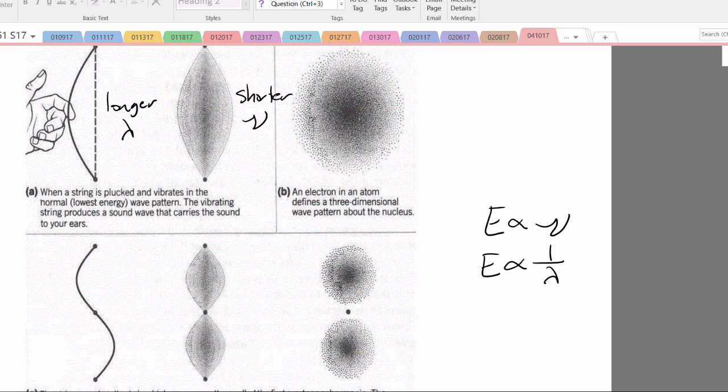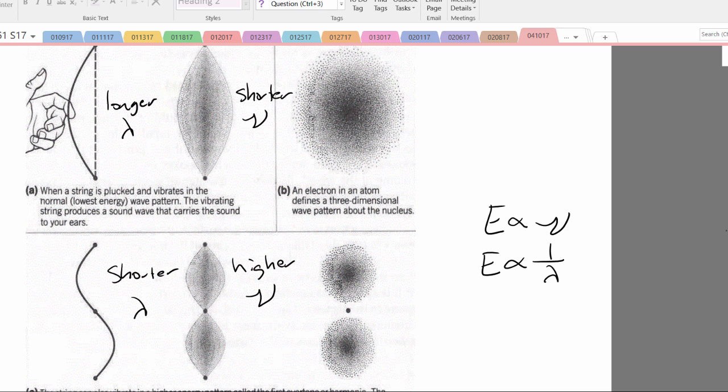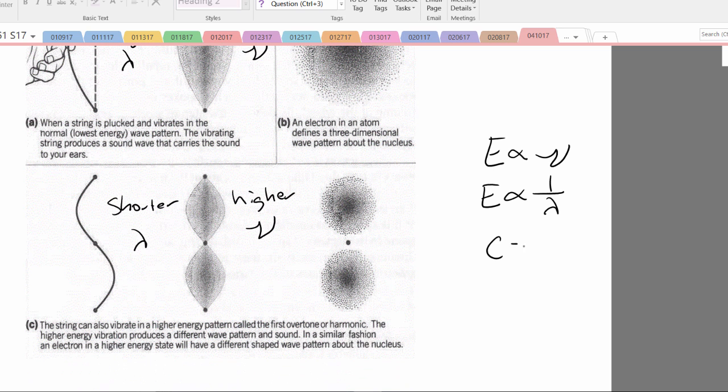And then down here, we said this one here had a shorter wavelength, but this one here would have a higher frequency. And I guess we wouldn't say a shorter frequency, we would say a lower frequency. That's what I meant to say, lower. Okay, and of course that has to do with the fact that c is equal to lambda nu.